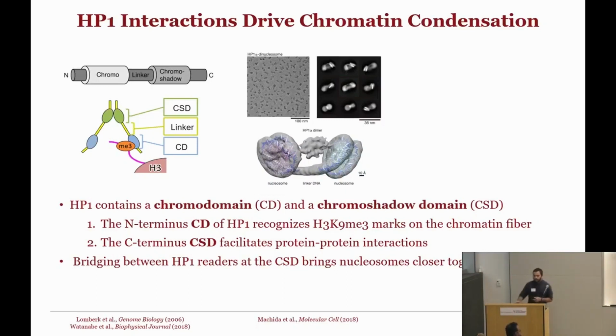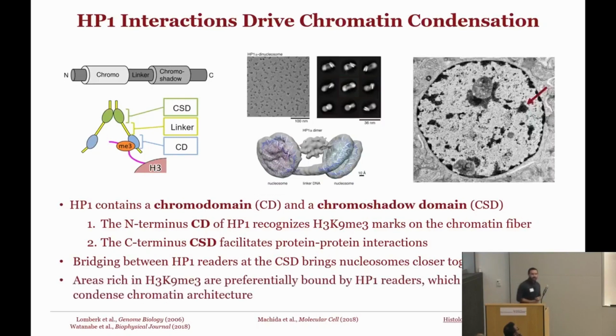So right now we're looking at cryo-EM images of dinucleosomes, which are bridged by HP1 readers. These readers can pull these nucleosomes in a way that facilitates condensation of the chromatin fiber. And as a result of oligomerization of HP1 readers, we see that regions rich in H3K9me3 marks, which are preferentially bound by HP1s, tend to compress into these puncta.